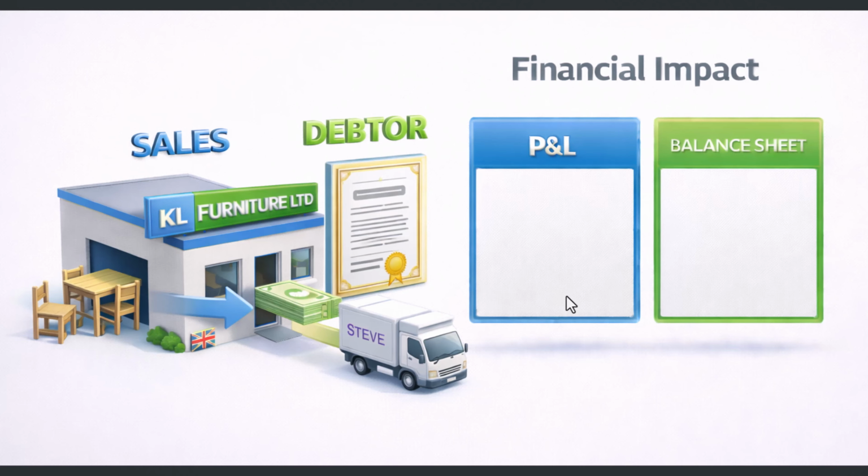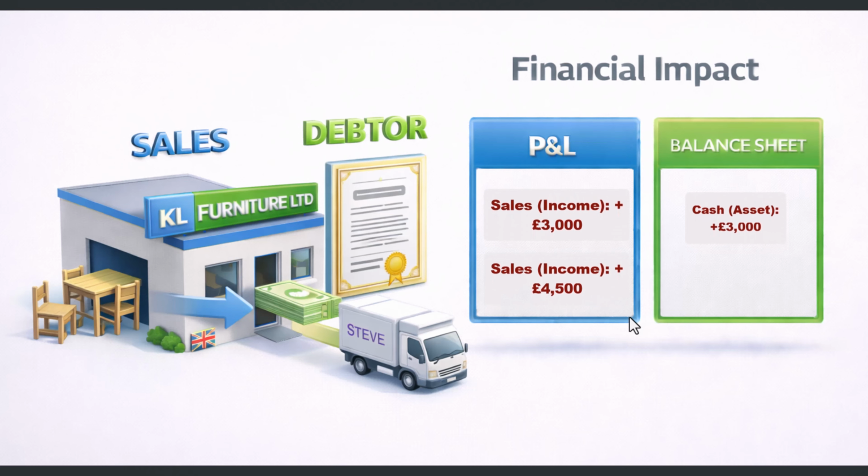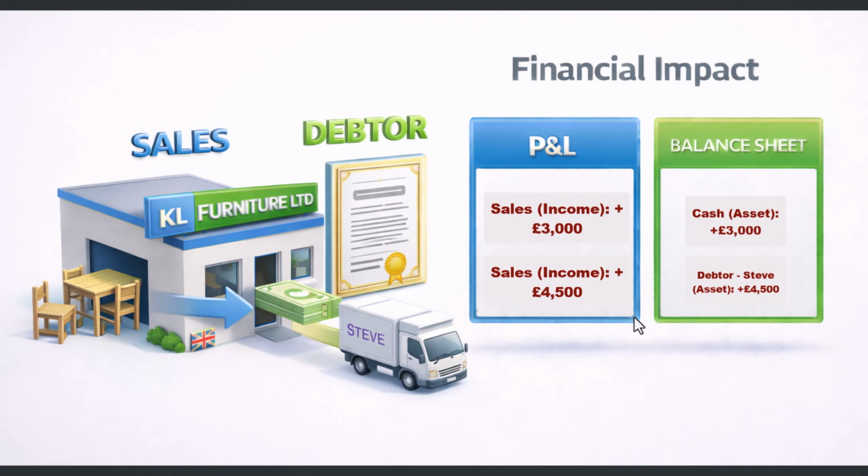Second sale. Furniture is sold to a commercial client, Steve, for $4,500, but payment will come later. Again, apply logic. Was income earned? Yes. So income is recorded immediately, but cash has not arrived yet. Instead, the business now owns the right to collect money. That right is an asset called a debtor. The result is sales income increases to $7,500. Debtor assets from Steve increases by $4,500.